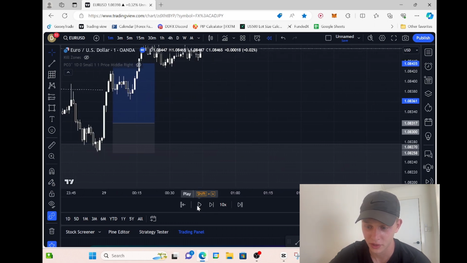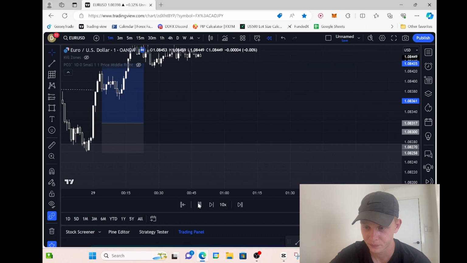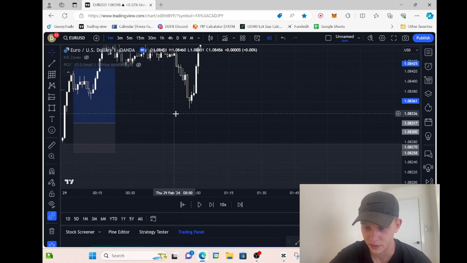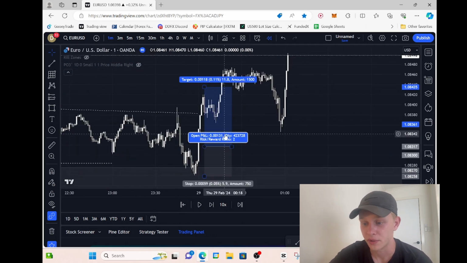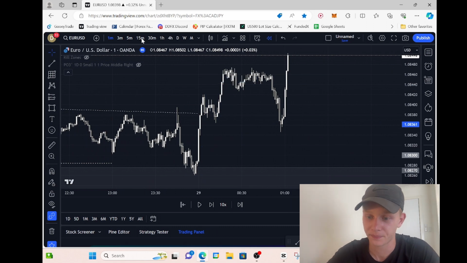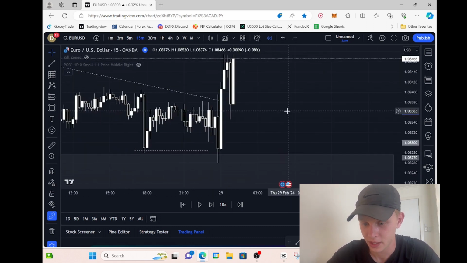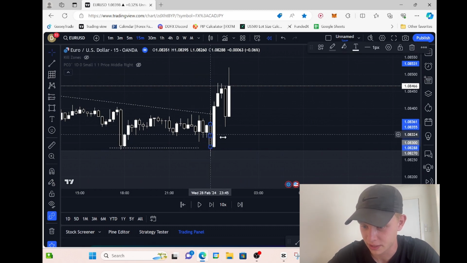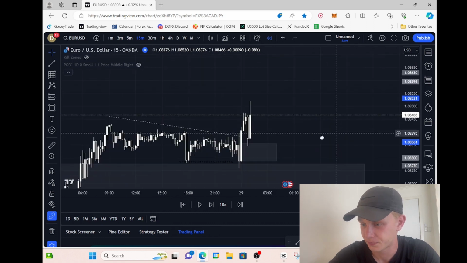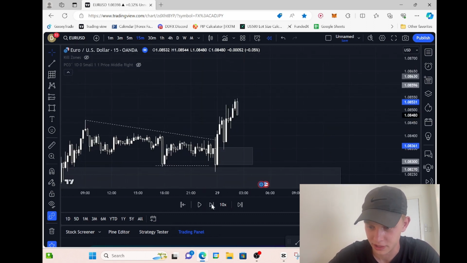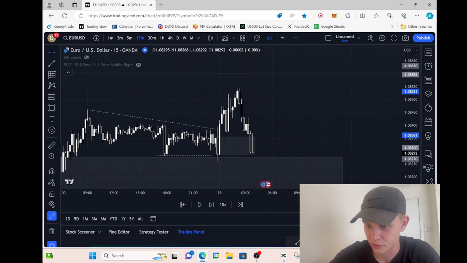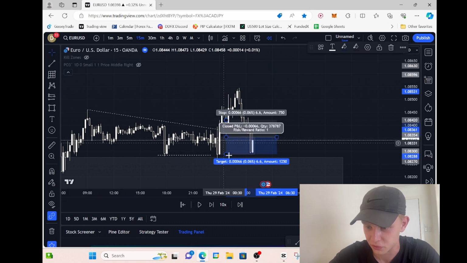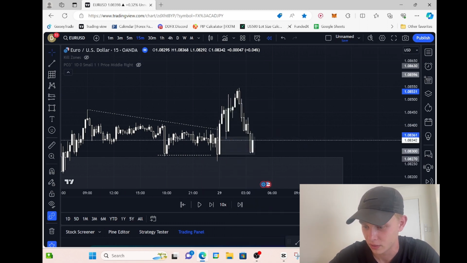And unfortunately, we never got tapped in. So we never would have been tapped into here. But I'll show you guys the trade that I did take. I took the trade right when price came down and tapped into this 15-minute order block. We entered this trade. And obviously you can see price just shot up through the roof. And that was a 1 to 2 trade right there as well.